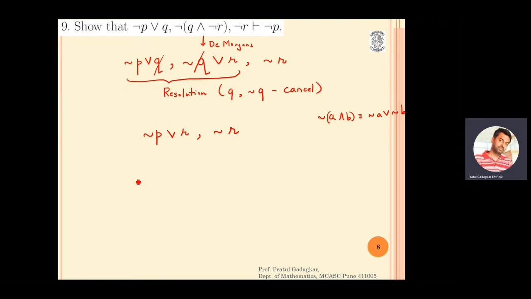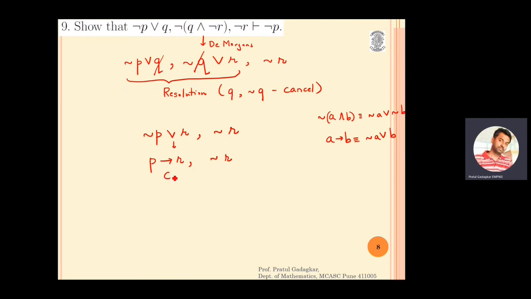Negation P or R, I can write as P implies R. And here I have a negation R, because I know that A implies B is equivalent to negation A or B. So this is what I've used.